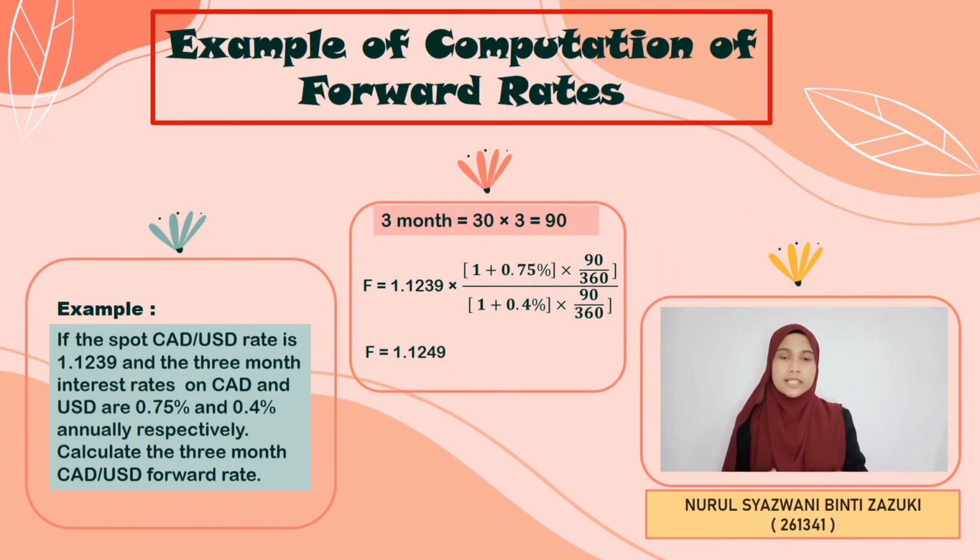Okay, this is one example of computing the forward rate. Let's look at this example. If the spot Canadian dollar to US dollar rate is 1.1239 and the 3-month interest rates of Canadian dollar and US dollar are 0.75% and 0.4% annually respectively, calculate the 3-month CAD/USD forward rate.